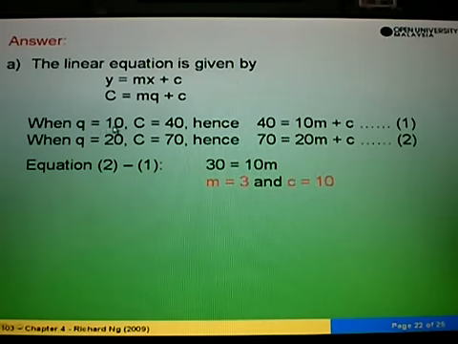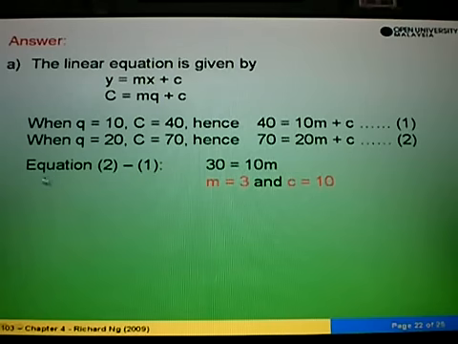So we are given Q equals 10 and C equals 40. When we substitute into this equation, we have 40 equals 10m plus c. Let's say this is equation 1. And then when Q equals 20, C equals 70. So substitute C with 70 and Q with 20. We will get 70 equals 20m plus c. So we need to solve these two equations.